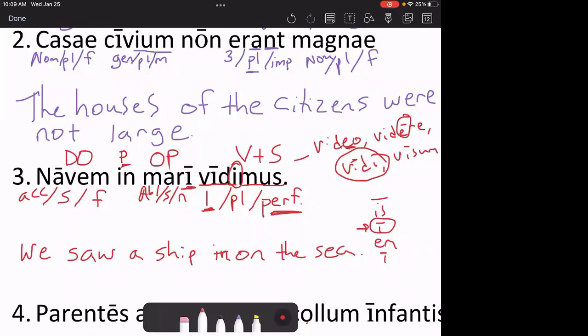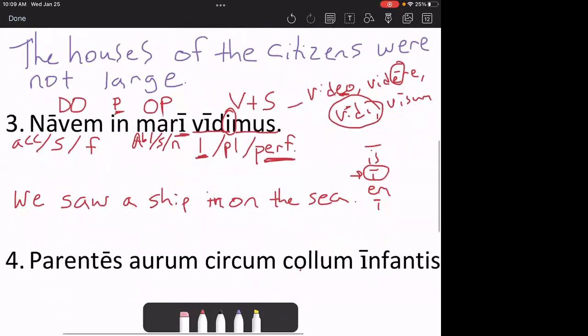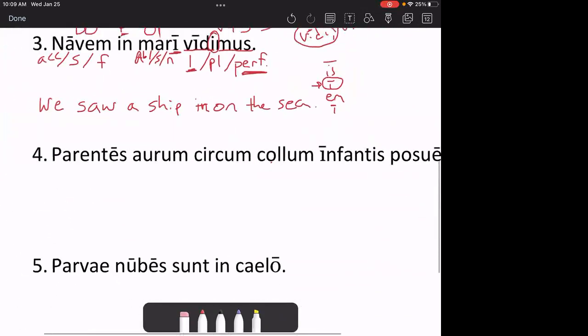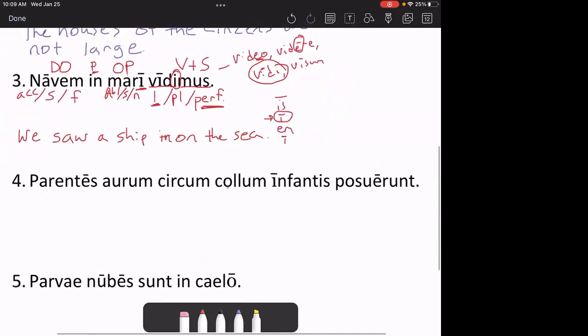Could be in the sea, but to me, that makes my brain think it's sunk, which I don't necessarily think is the intent. Could be. You need context to know. Okay, another one down. 2 more to go. Ooh, long one for number 4. Parentes aurum circum collum infantis posuerunt.